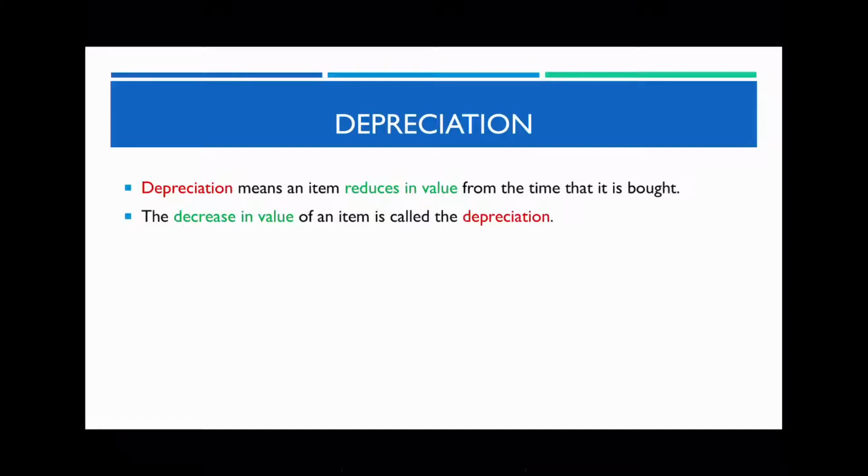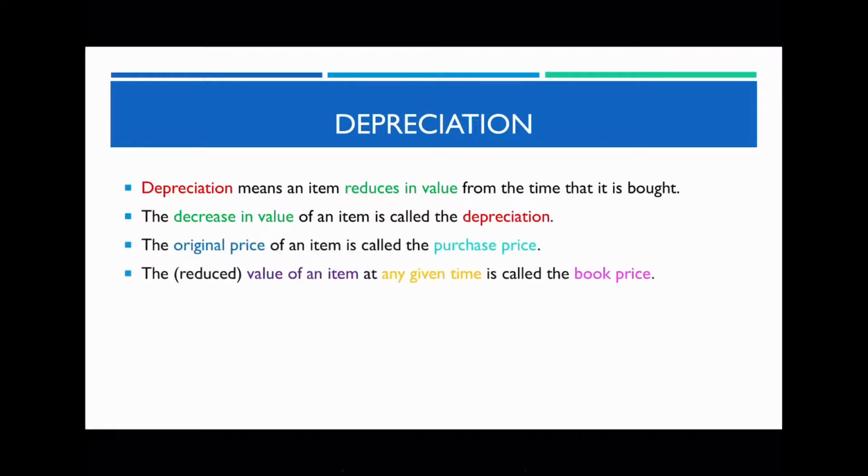There are other words that I need you to understand in today's lesson as well. So the original price of an item is called the purchase price. Just think of the purchase price being the initial price, or the price that the consumer has actually bought it for. Whereas the book price is essentially the price of an item at any given time, okay? So let's say you purchased a new car at a dealer, and if I was asking you how much is the car worth after 4 years, that's what I mean by the book price.